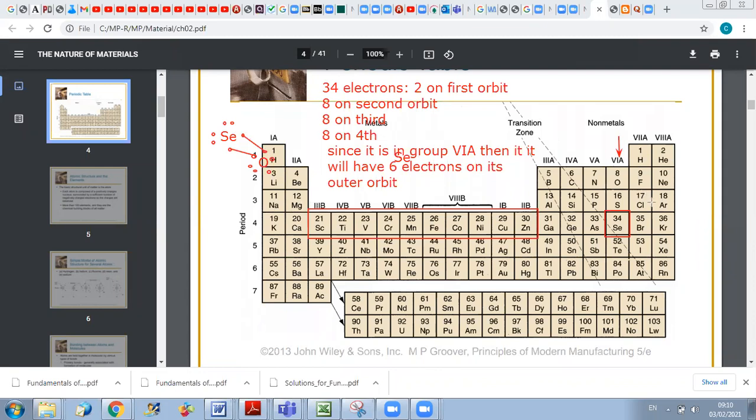Now, if I combine Se, for example, with Na, what do I get? Will it be covalent or ionic in this case?